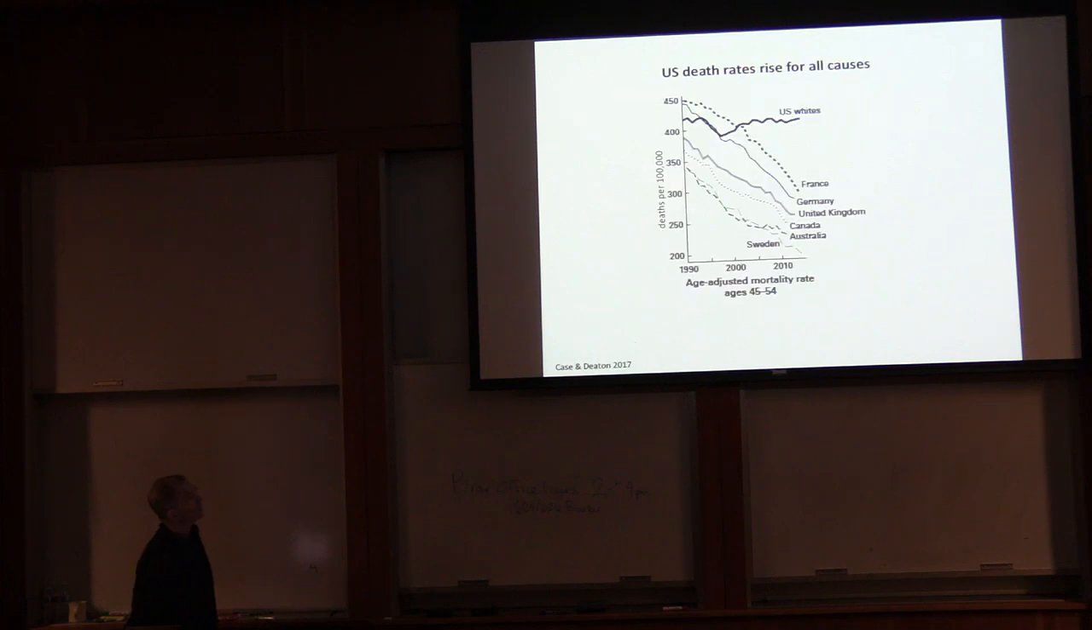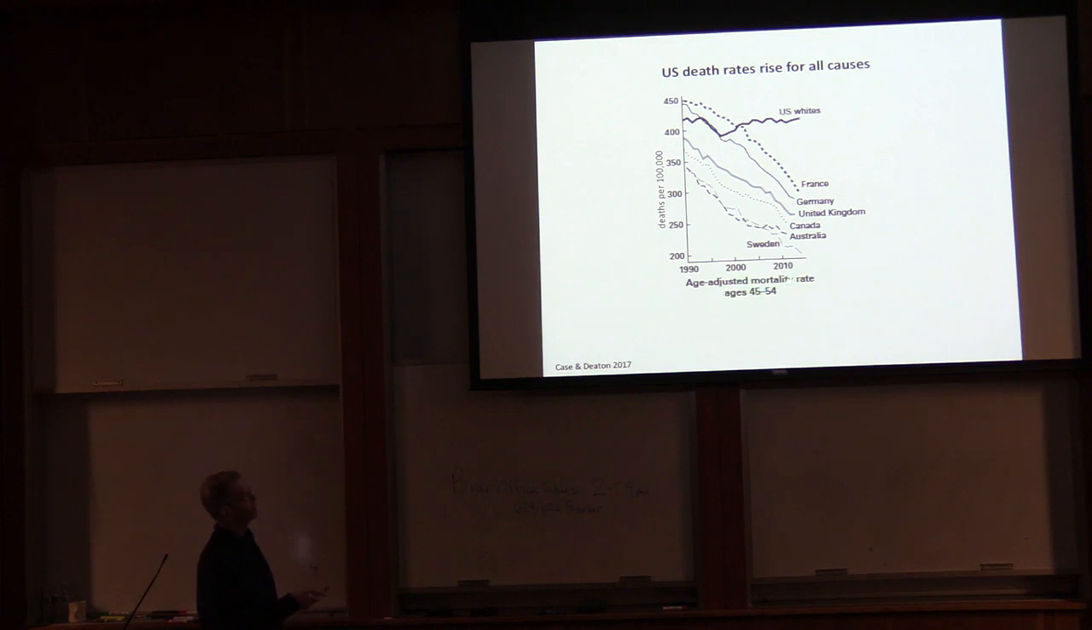Okay, so here's the thing. This is age-adjusted mortality for individuals who are around 50 in the U.S., and this is death rates. European death rates have been coming down, Canada, Australia as well, coming down steadily, and the U.S. death rate was doing the same thing, but around 1995 it started to turn back up again. Pretty dramatically.